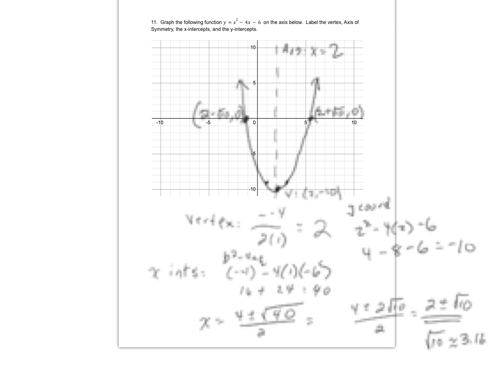Okay, so there are your two roots, 2 plus root 10, comma 0, and 2 minus root 10, comma 0. These are exact values. If you wrote them as negative 1 point whatever and 5.16 or whatever, comma 0, that would also be okay. Our axis of symmetry is here, x equals 2.